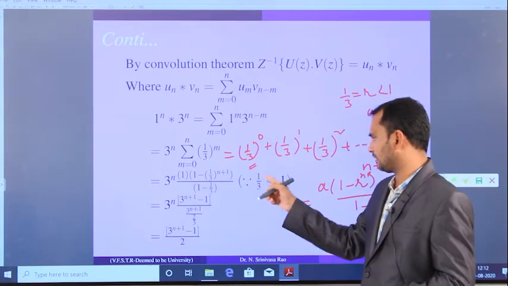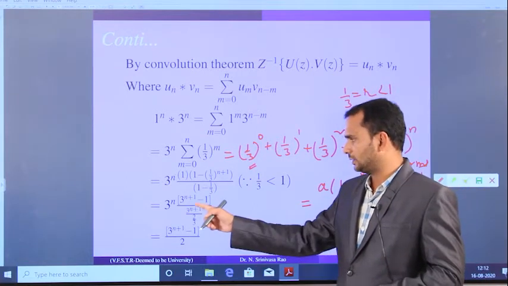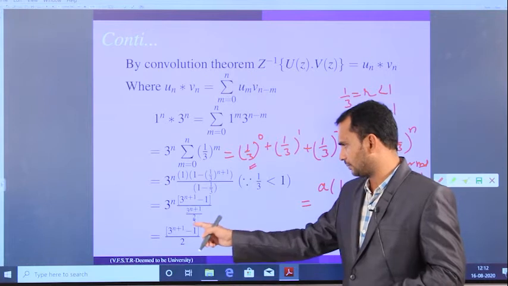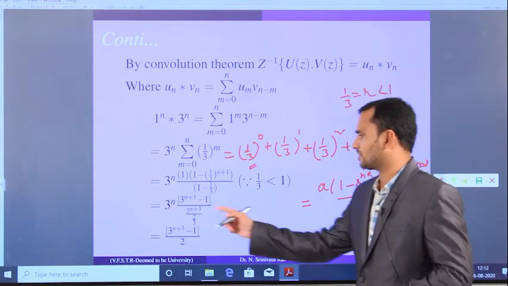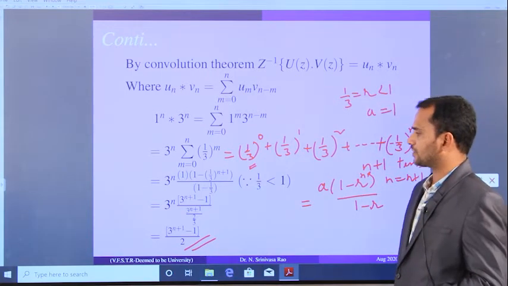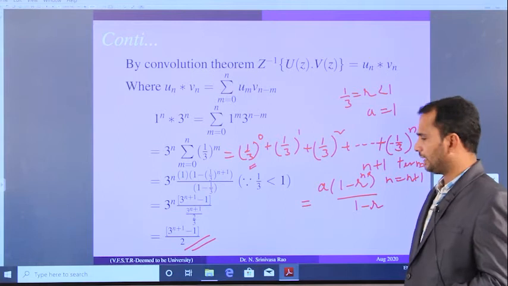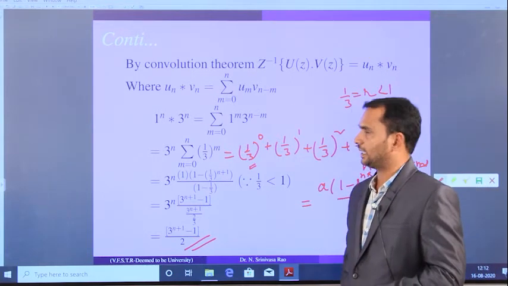So therefore 1 by 3 is less than 1. So therefore 3 power n into 1 minus 1 by 3 power n plus 1 divided by 2. Now if you simplify, you will get this answer, 3 power n plus 1 minus 1 whole divided by 2. So this is the final answer for the given problem.